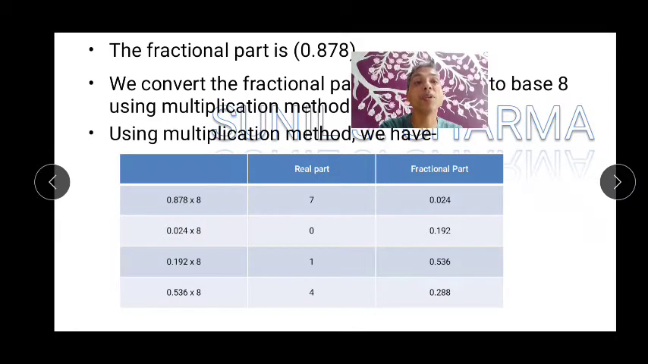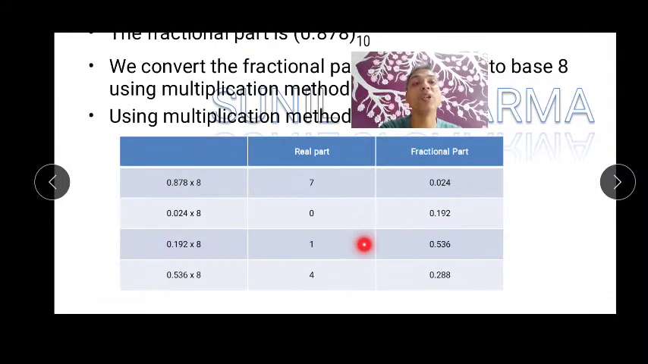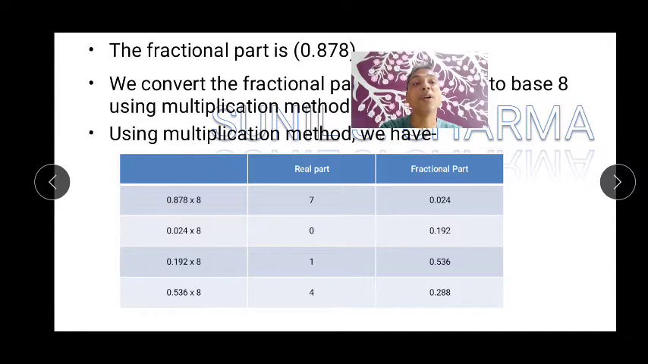This time the real part will be 0. That's why we have taken 0 here, and the fractional part will be 0.192. So 0.192 into 8 you will be getting 1.536. So our answer is the real part. Now again when we multiply this by 8, we'll be getting this. Now since we have moved till 4 digits, we can stop. And remember that whenever you write your answer, you have to move from top to bottom.